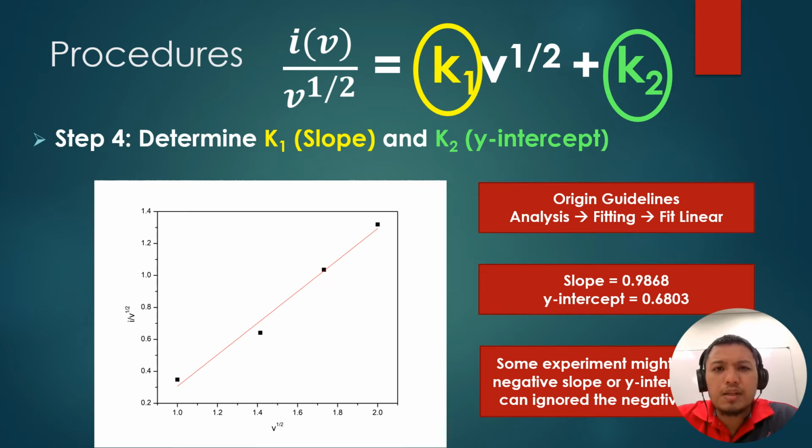However, there is some difficulty in some experiments. You may get both values negative, or one negative and one positive. Here, what I suggest is that you ignore the negative value and focus on the positive value only. For example, if your slope is 0.98 and the y-intercept is negative 0.6, just change negative 0.6 to 0.6, so make sure all the values are positive.